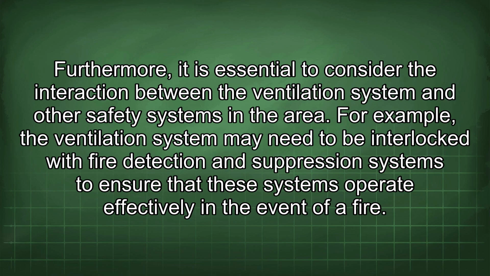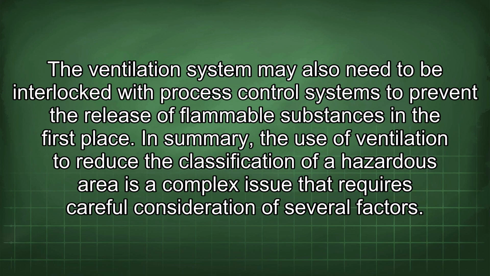For example, the ventilation system may need to be interlocked with fire detection and suppression systems to ensure that these systems operate effectively in the event of a fire. The ventilation system may also need to be interlocked with process control systems to prevent the release of flammable substances in the first place.